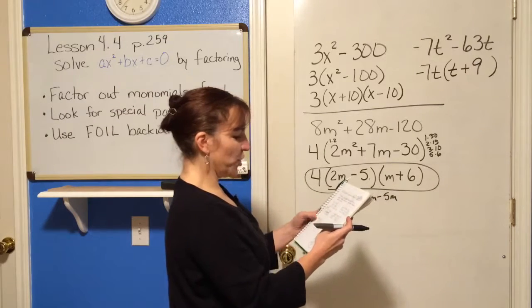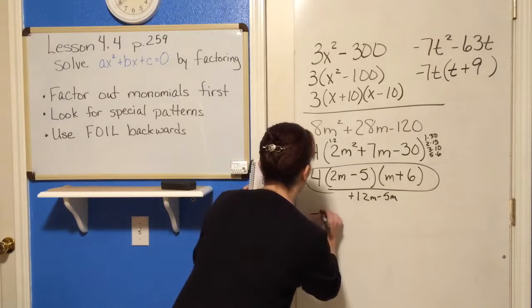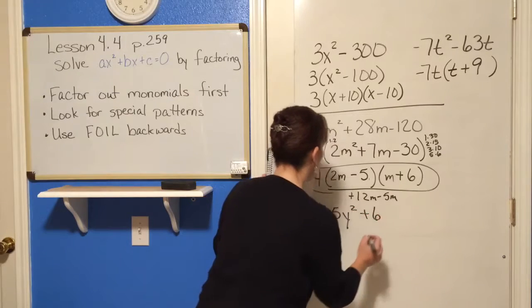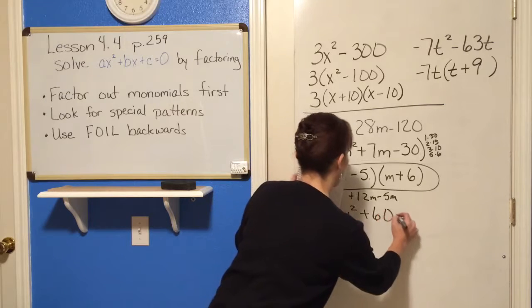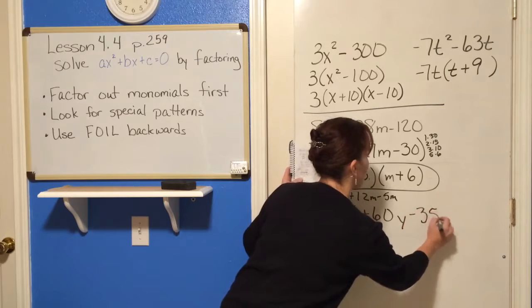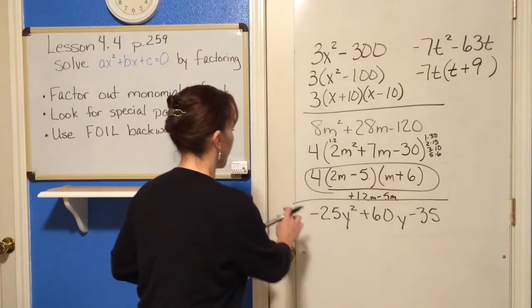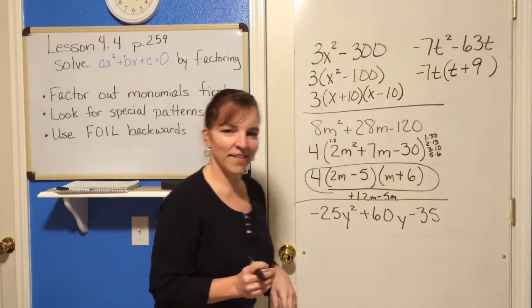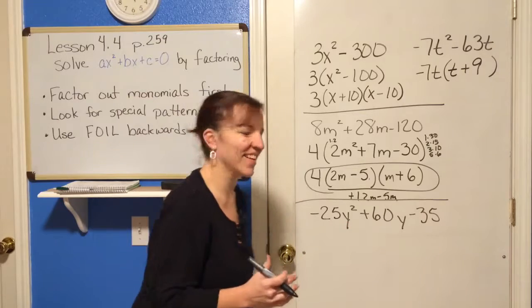Let's see. I would like for you to do one more before I let you go. Negative 25y squared plus 60y minus 35. Try that one real quick. Pause it and come back. And here we are back.